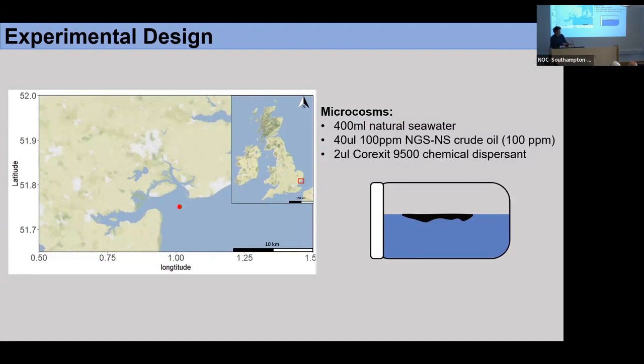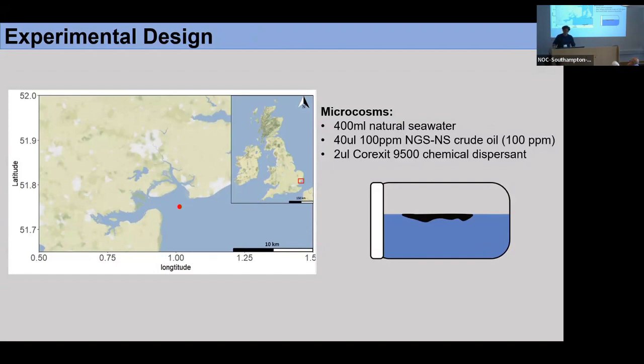These were placed on a roller table. There was some head space left to allow for that natural wave action, turbulence as they spun around. And this was just to simulate an oil slick, and then with the dispersant added, the effect of that oil dispersing into the water column.